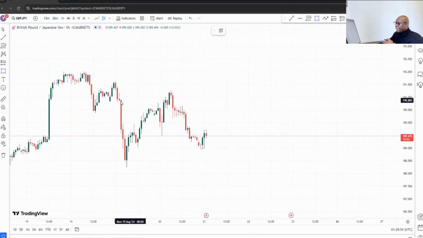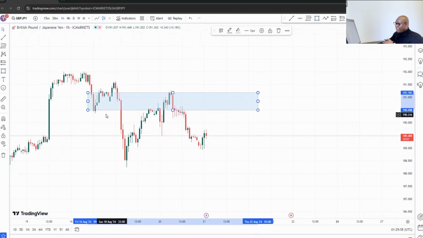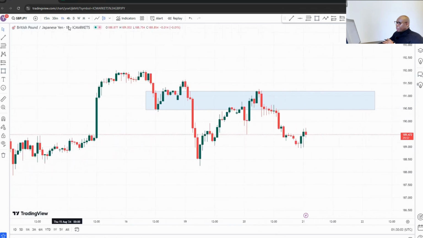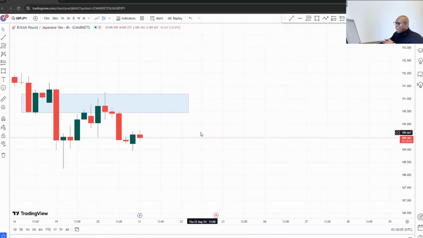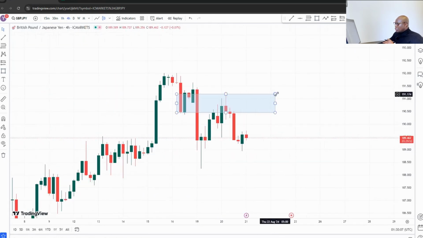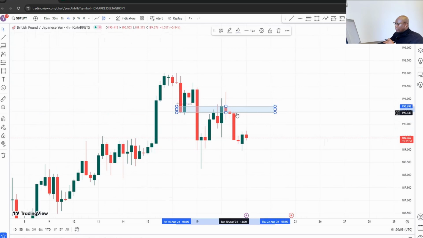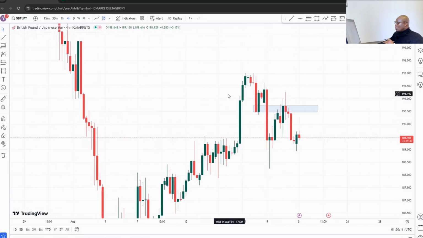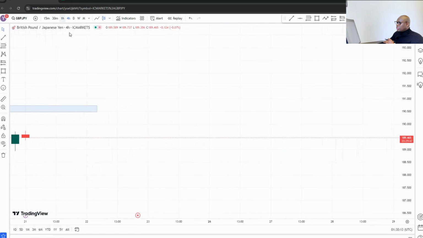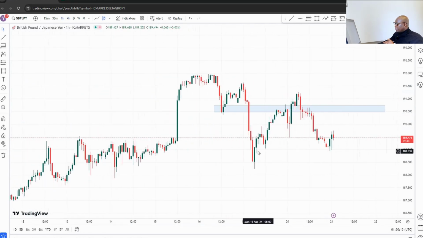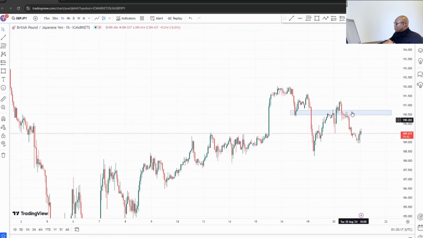I bring out my previous area of support right here. I identify it right here. Now I'm having an area right here. When you take it to the 4 hour time frame, you can see it's a much smaller zone on the 4 hour time frame. So all you need is just the most recent information, right? All you need is the most recent information.